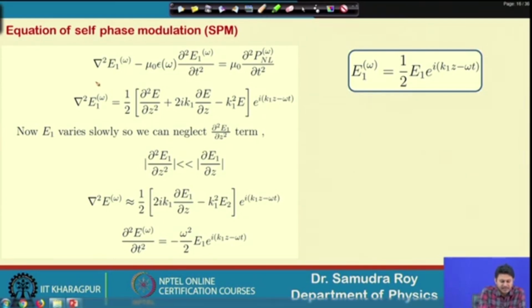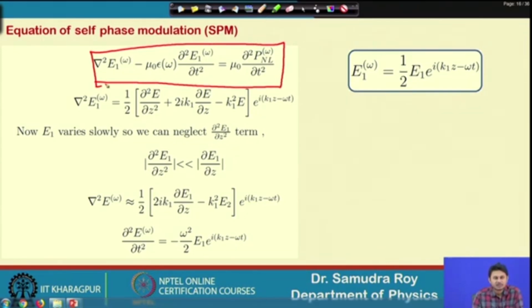So, this is the standard form of the nonlinear Maxwell's equation. We don't need to explain this every time, because I believe by this time you are very much aware of this equation. This is the mother equation, and from that we need to derive the evolution of the fields, the field amplitude rather. The total electric field is this. So, once we have the total electric field form, now it is time to evaluate this value and this value related to E1.